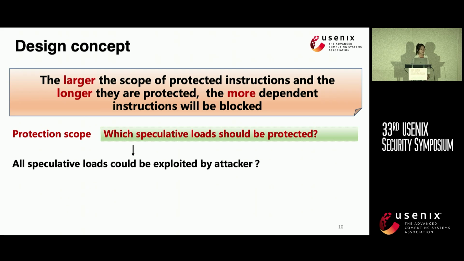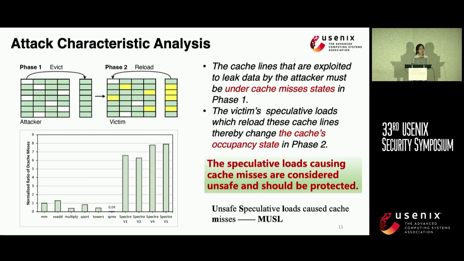The first aspect is the protection scope: which speculative loads should be protected. Could all speculative loads be exploited by attacker to establish cache-side channels? Let's return to the establishment process of the cache-side channel under our threat model. We could observe that the cache lines that are exploited to leak data by the attacker must be under cache missing state in phase 1, so that the victim's speculative loads, which reload these cache lines, could change the cache's occupancy state. During this period, the victim's speculative loads definitely cause cache misses.